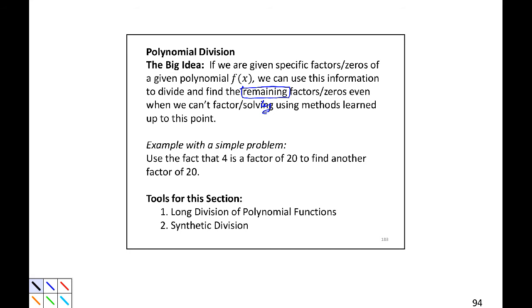Our first example is use the fact that 4 is a factor of 20 to find another factor of 20. Think about that. What would you need to do? Well, you could say 20 divided by 4. 20 divided by 4 is equal to 5. So we can say 20 has two factors, 4 and 5. In fact, I could even write this as 4 times 5. Now, we're going to use that same idea with long division of polynomial functions and synthetic division.